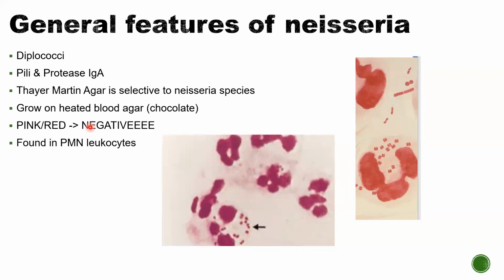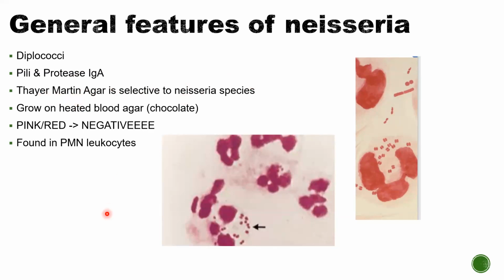Now, what else? An important thing is that these have a special agar that's used to grow them. It's selective to the Neisseria species. Only Neisseria can grow on this agar. It's called Thayer-Martin. A way I like to remember this is I just say Martin went to Syria. So Thayer-Martin, Neisseria. Remember Thayer-Martin is selective to Neisseria.